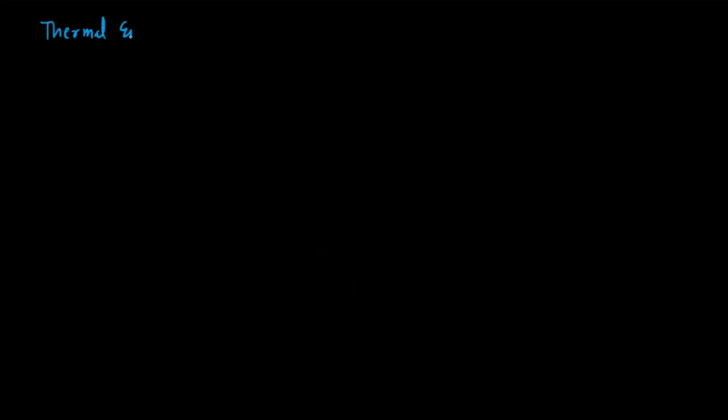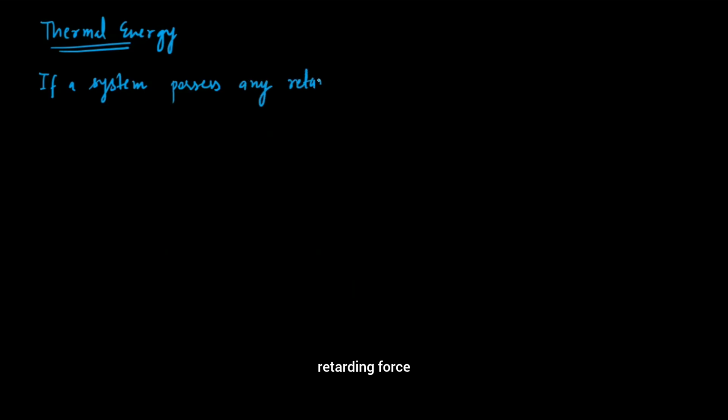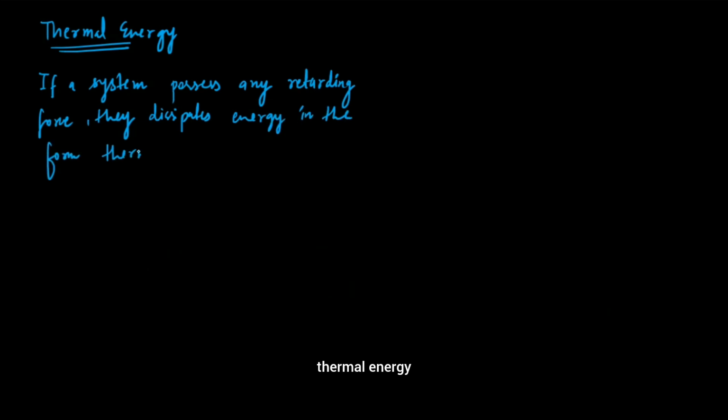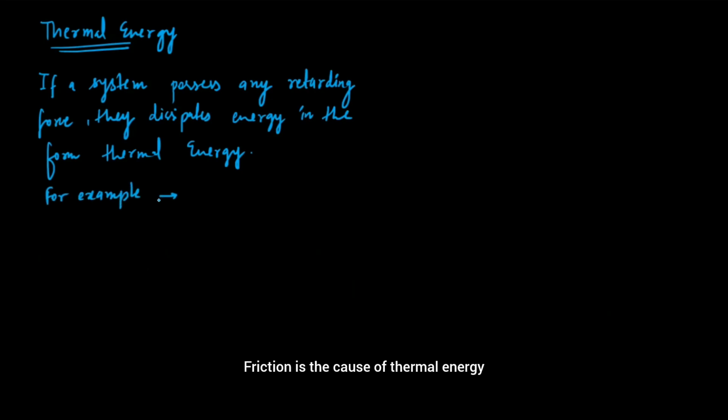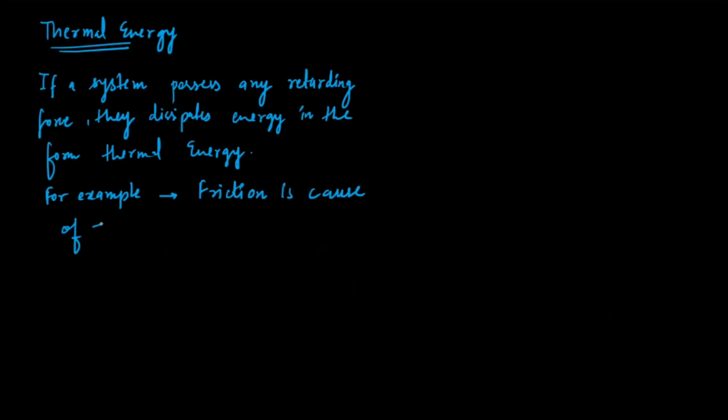Apart from this, we can also talk about one more thing, which is called thermal energy. Always remember, if a system possesses any retarding force, it dissipates energy in the form of thermal energy. The most important force responsible for this thermal energy production is friction. Friction is the cause of thermal energy in 95% of cases. If there is friction, there will be some thermal energy. You can understand this.